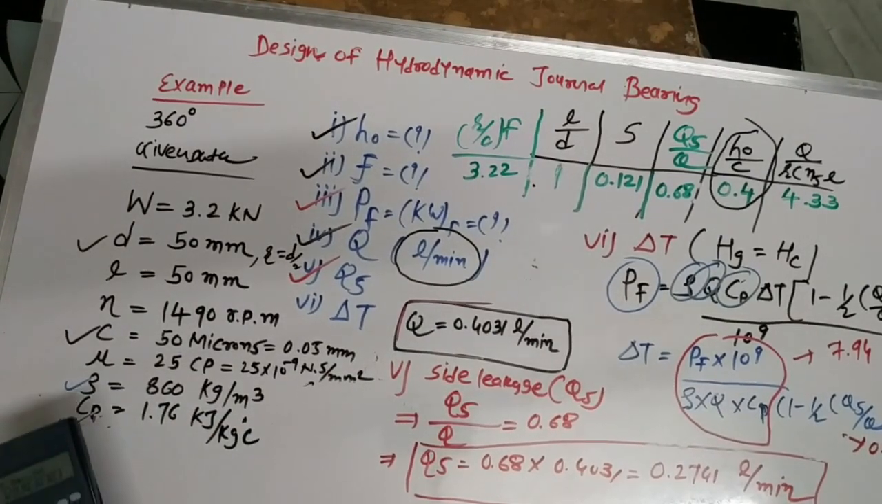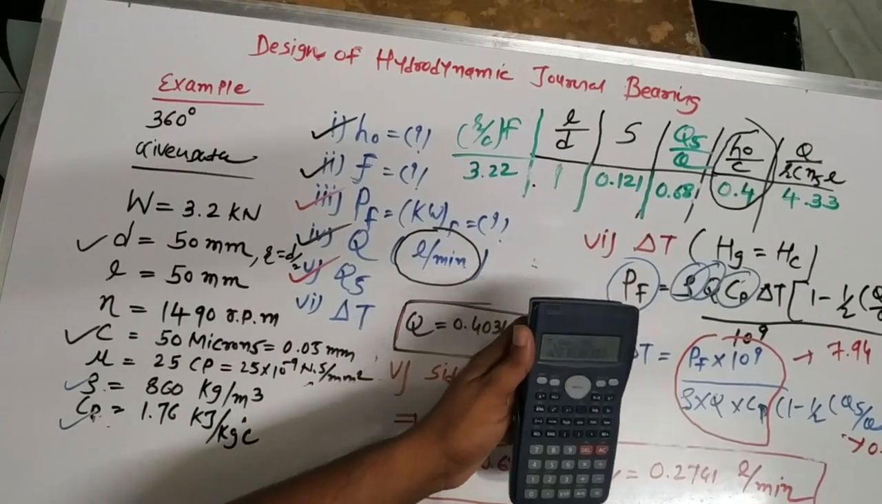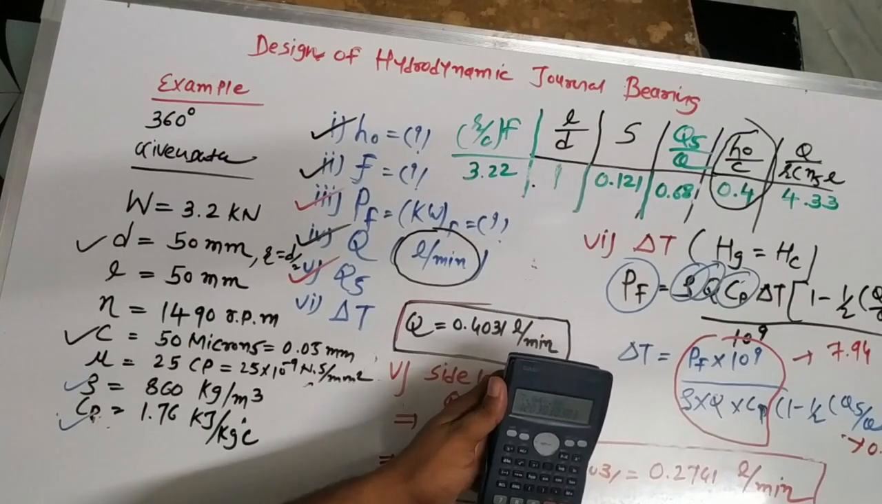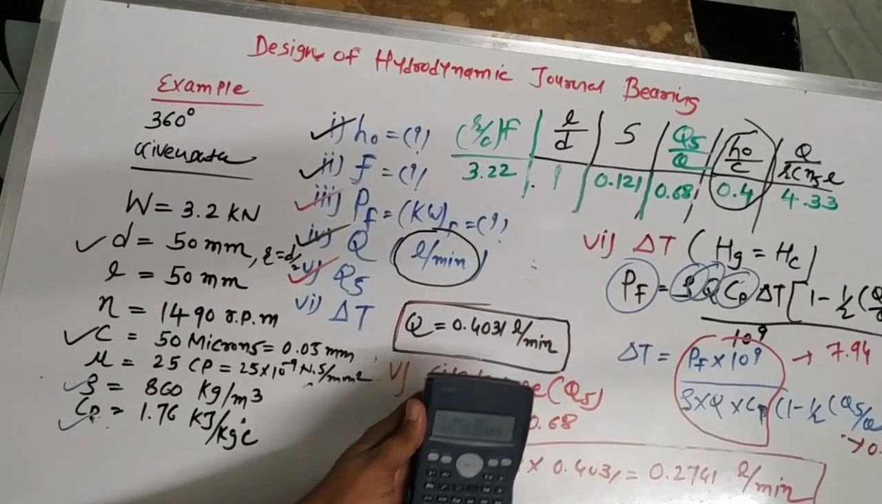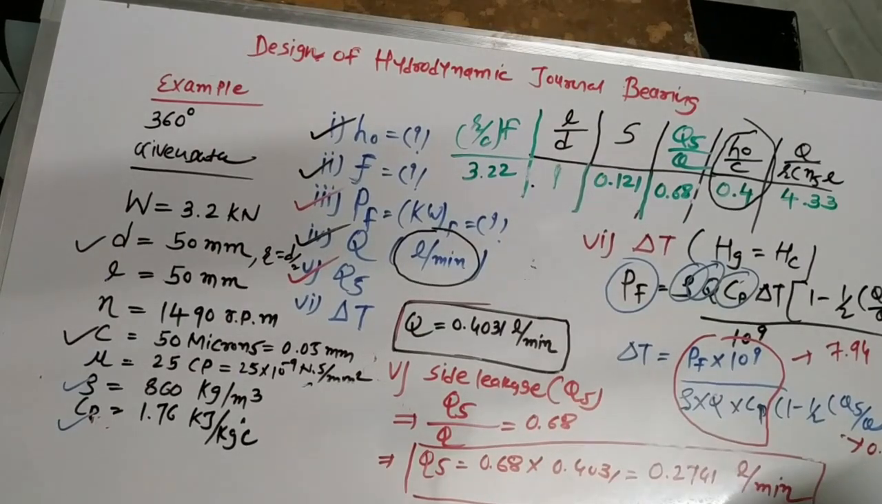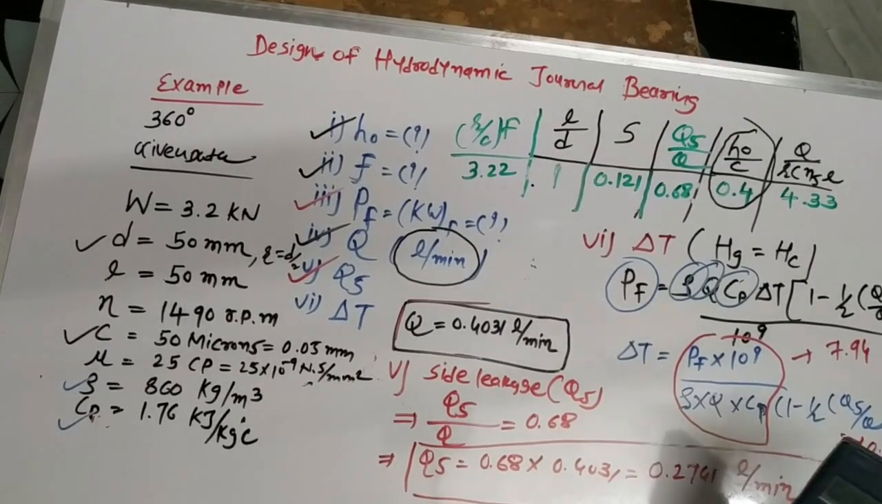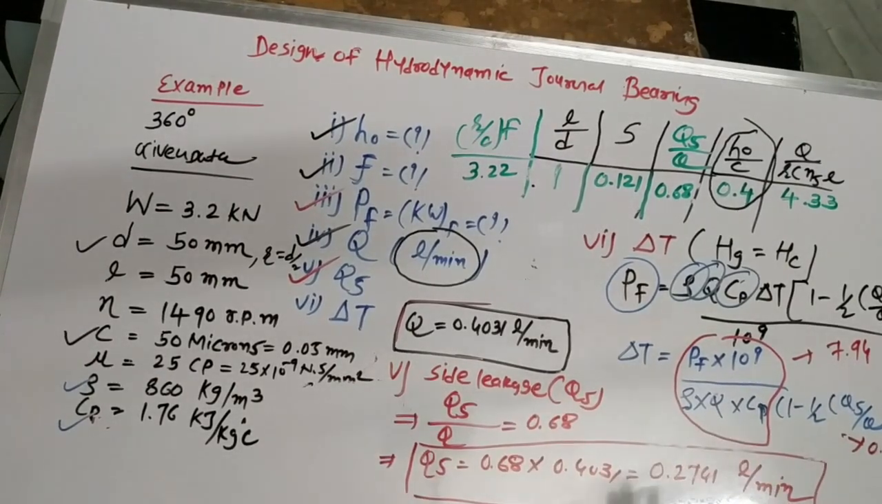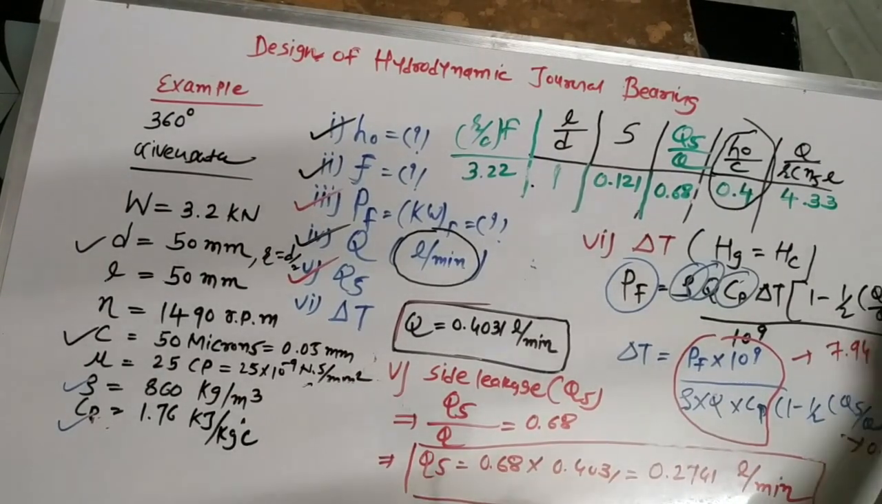That is the answer of delta T, calculated with the effect of side leakage. So delta T will become 12.03 degrees centigrade, right? A minor variation is okay. If you get 12 here, or 11.90, it is also okay, right? So that is the answer of delta T considering the side leakage.